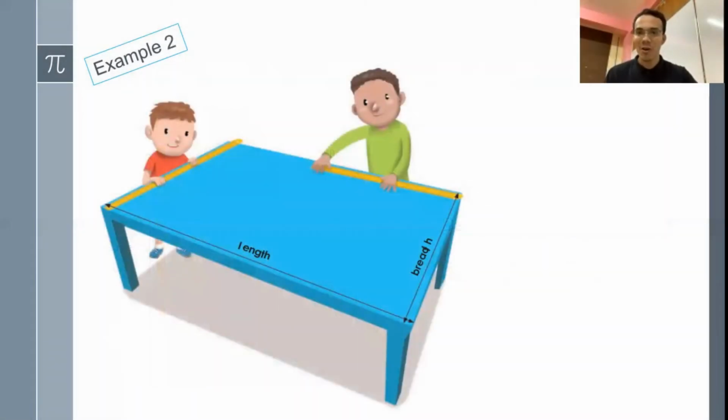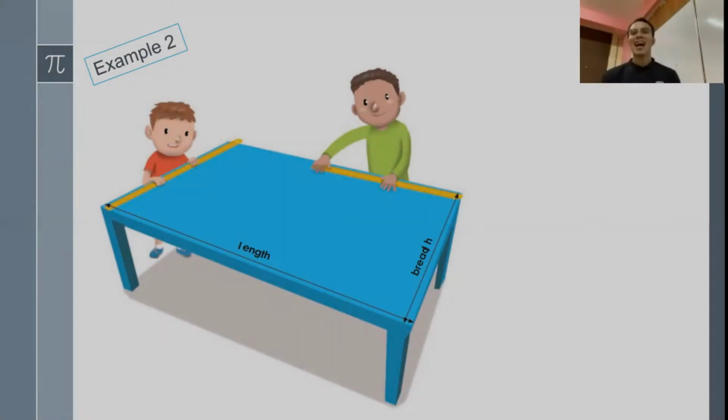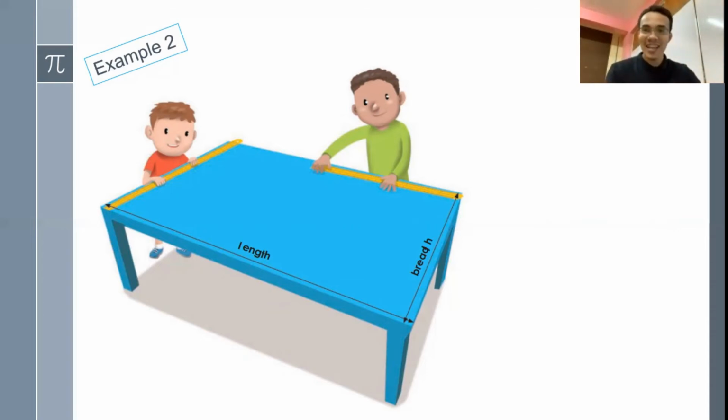Let's have example number 2. This time, there's a table. And we have here 2 people measuring the length and the breadth of the table. This time, I'm giving you 10 seconds to think about your observations of this picture. Time is up, grade 2. And let's see if your observations are the same as mine.